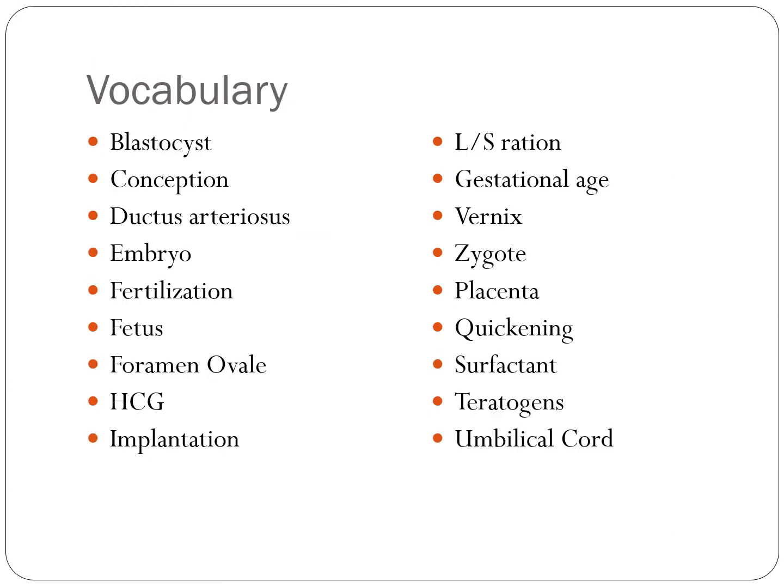We have a lot of vocabulary that you have to particularly remember: the blastocyst, conception, ductus arteriosus, embryo, fertilization, fetus, foramen ovale, human chorionic gonadotropin or HCG, implantation, the lecithin-sphingomyelin ratio or L/S ratio, gestational age, the vernix caseosa, zygote, placenta. Even quickening will be mentioned, which is more on the pregnancy, surfactant of the lungs, teratogens, and the umbilical cord. I will discuss each one.